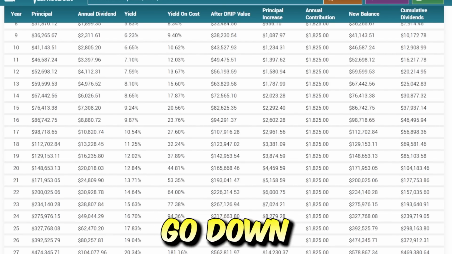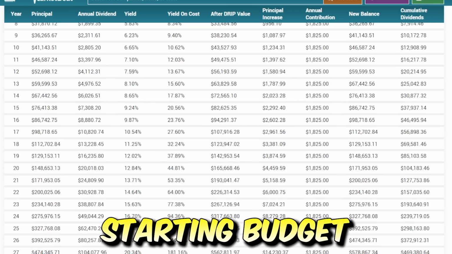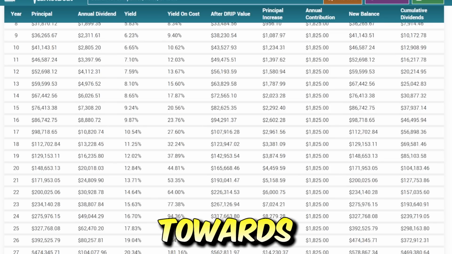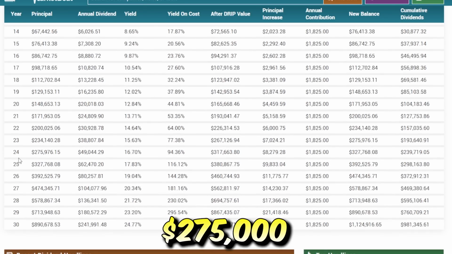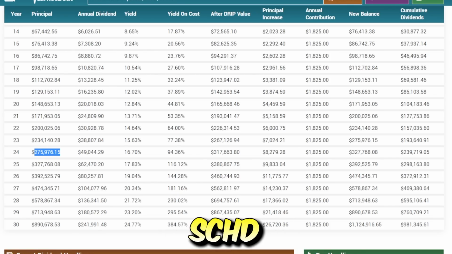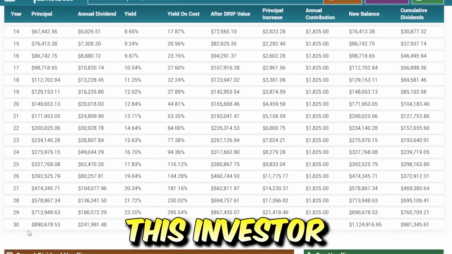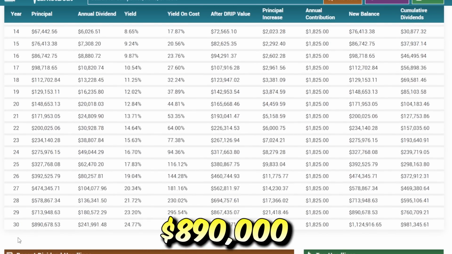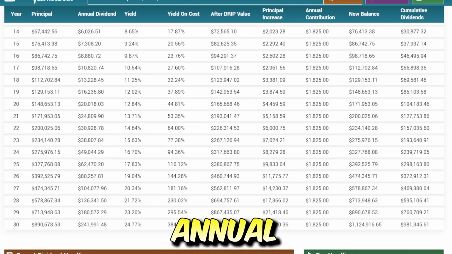Now, if we skip a few years, go down to year number 18, this investor would now have over $112,000 worth of SCHD and over $13,000 per year in annual dividends. And keep in mind, guys, this is just with a $10,000 starting budget. And of course, $5 per day towards SCHD with all the dividends reinvested. By year number 24, the investor would have over $275,000 worth of SCHD and over $49,000 worth of annual dividends. And all the way down at the bottom, this investor would have $890,000 worth of SCHD with over $241,000 per year in annual dividends.